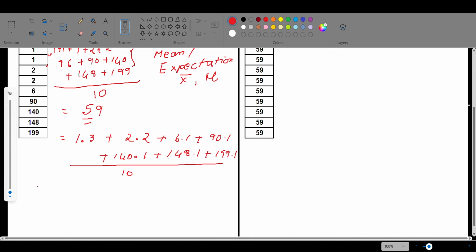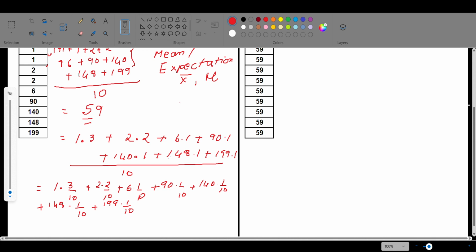Now this could further be written as 1 times 3 by 10 plus 2 times 2 by 10 plus 6 times 1 by 10 plus 90 times 1 by 10 plus 140 times 1 by 10 plus 148 times 1 by 10 plus 199 times 1 by 10.